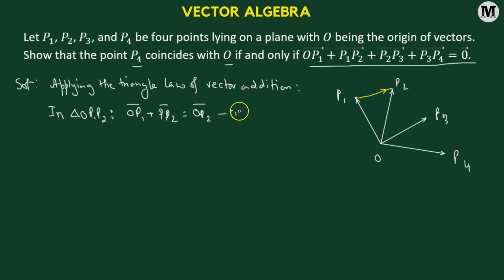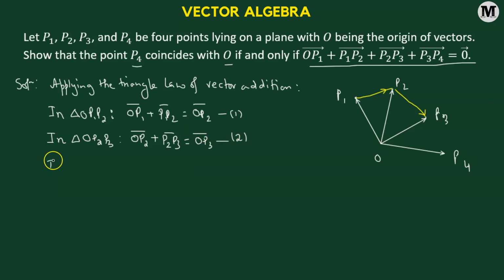So let's name this as number 1. Next, we'll go to the second triangle O, P2, P3. For this, we're going to join P2 and P3 with a vector that goes from P2 to P3. So in triangle O, P2, P3, we'll start with the side OP2, then add to it the side P2P3, and this will be equal to OP3. Fine, so let this be number 2.